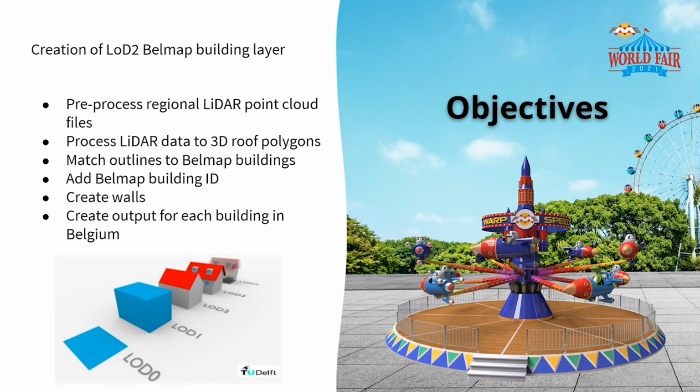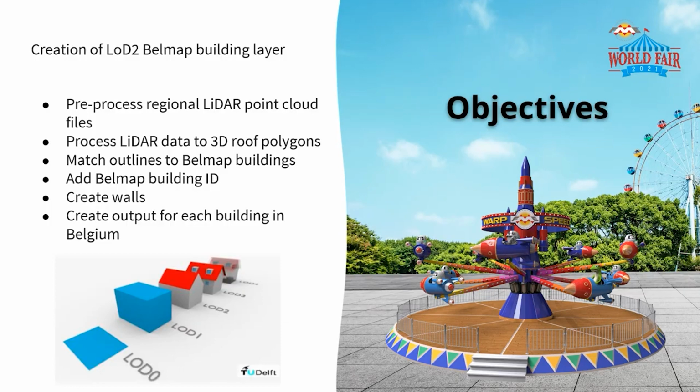For this, we use LIDAR point cloud data, which are made available for free by the regional sources. Let's go quickly over the methodology. First, we do some pre-processing on the point cloud data. Then, we use a specific tool to extract the 3D roof polygons from the LIDAR data.